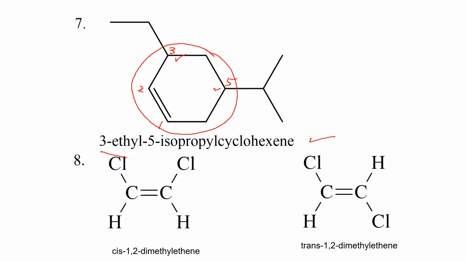Now, example number 8 is an example of cis and trans isomerism, or geometrical isomerism. Since the Cl is on the same side, we name this molecule as cis-1,2-dimethylethene, and when it is on the opposite side, we call it trans-1,2-dimethylethene.